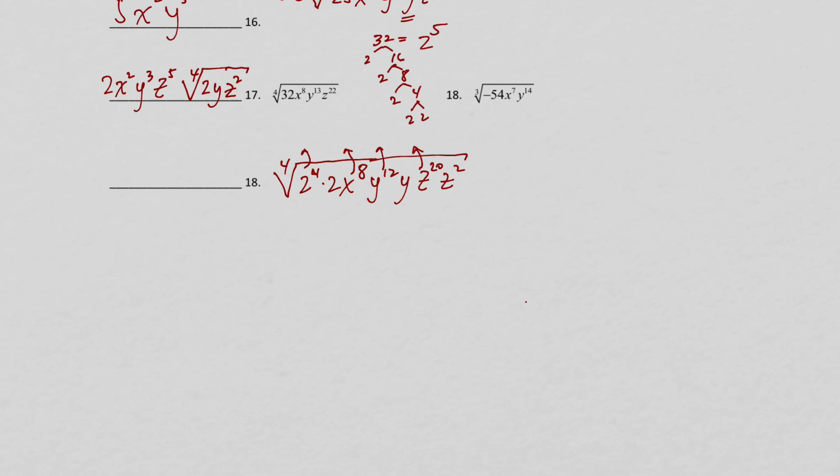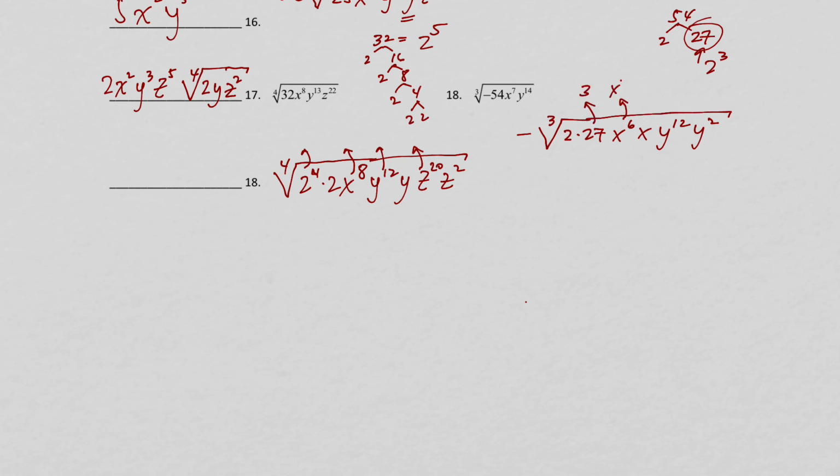Okay, first of all, this negative is okay because this is odd, but it does need to come out. So this is going to pop out, and then 54 will break down as 2 times 27. And I'm going to stop right there because this is equal to 2 cubed. So I'll have the negative that came out times the cube root of 2 times 27, and I'll write x to the 7 as x to the 6 times x, and y to the 14th is y to the 12 times y squared. Then I'll take this out, it becomes a 3. This becomes an x squared. This becomes a y to the 4th.